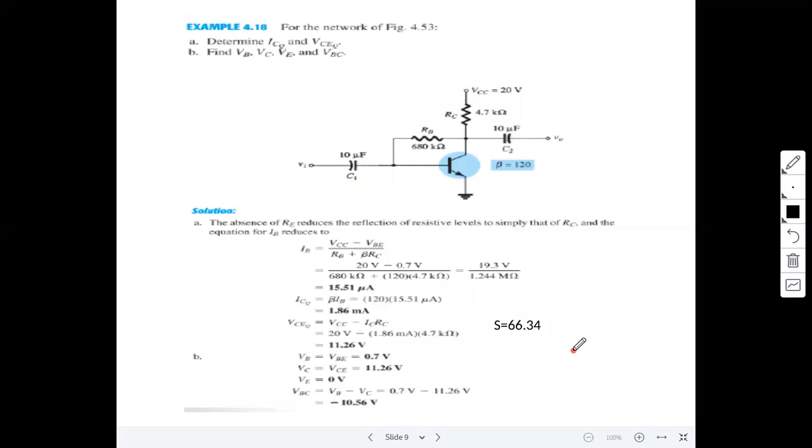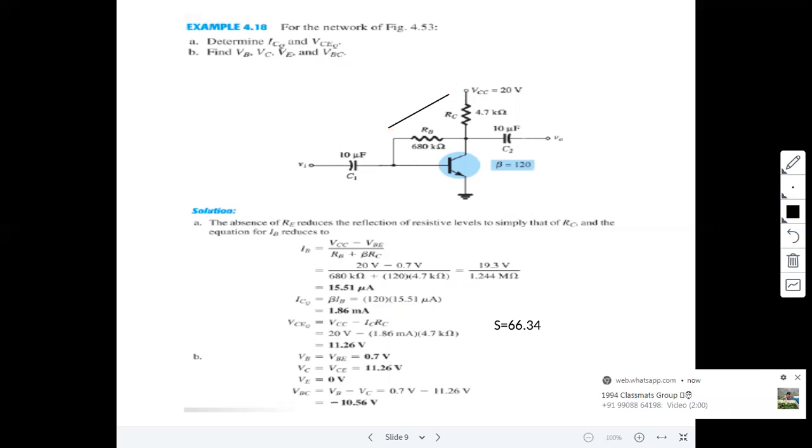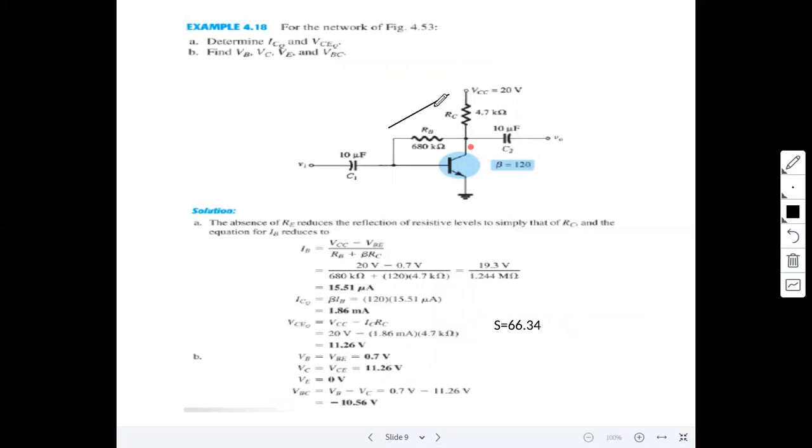Here is the problem. The given network is a collector to base network. VCC is equal to 20 volts. RC is equal to 4.7 kilo ohm. RB is equal to 680 kilo ohm, and beta or HFE is equal to 120. Determine ICQ, VCEQ, VB, VC, VE, and VBC.